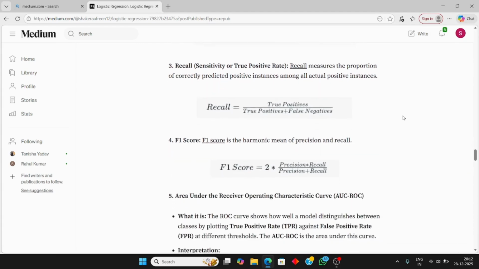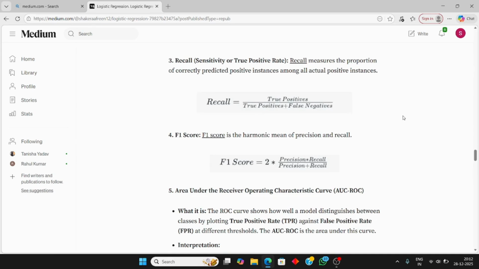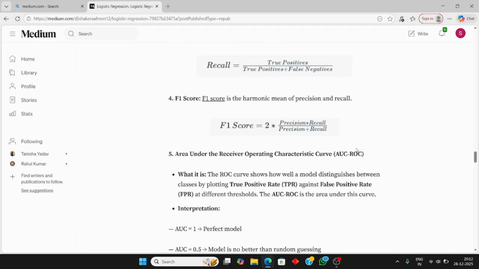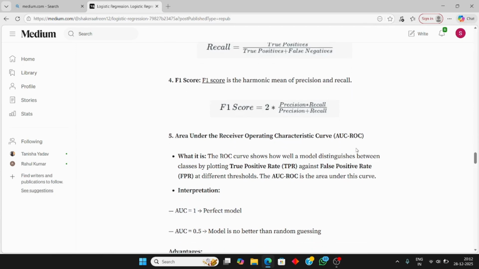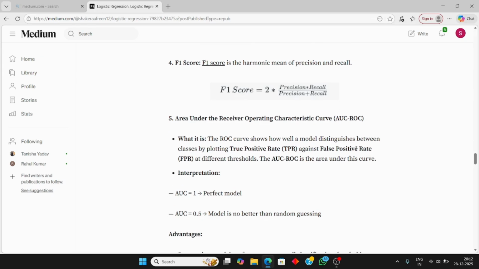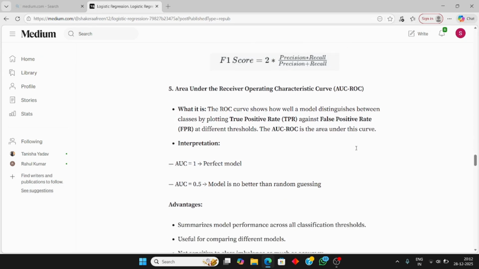Then recall. What does recall mean? Recall measures the proportion of correctly predicted positive instances, how many of all the actual positive instances are correctly identified. So we have TP divided by TP plus FN. And F1 score is the harmonic mean of precision and recall. It is calculated as F1 equals 2 times precision times recall divided by precision plus recall.